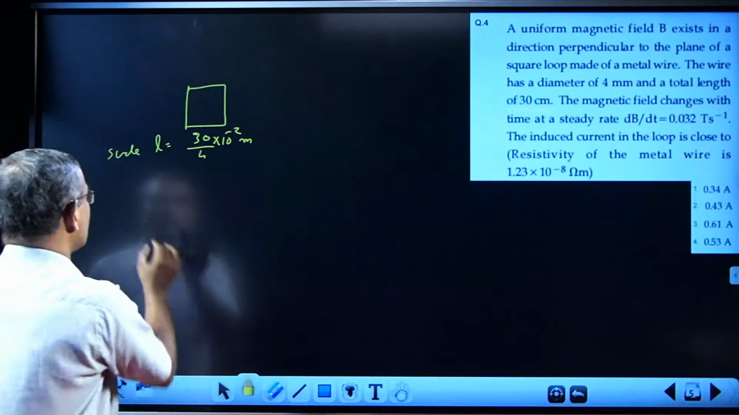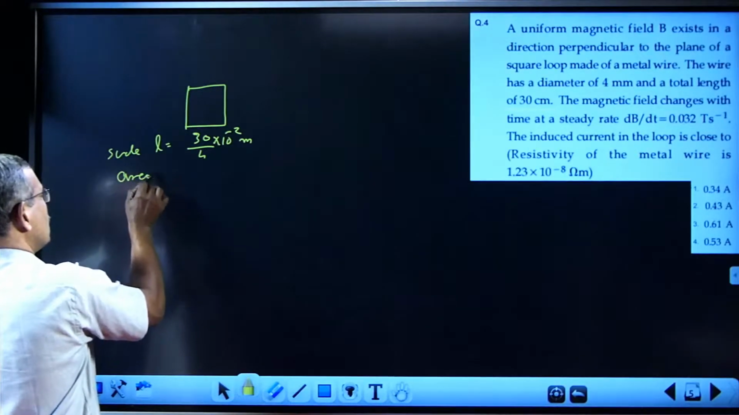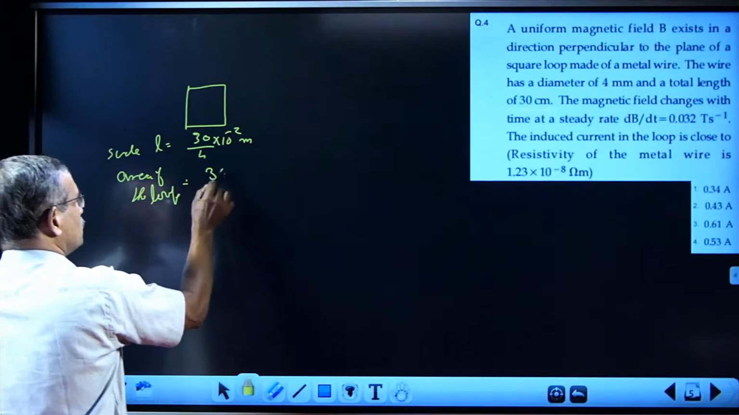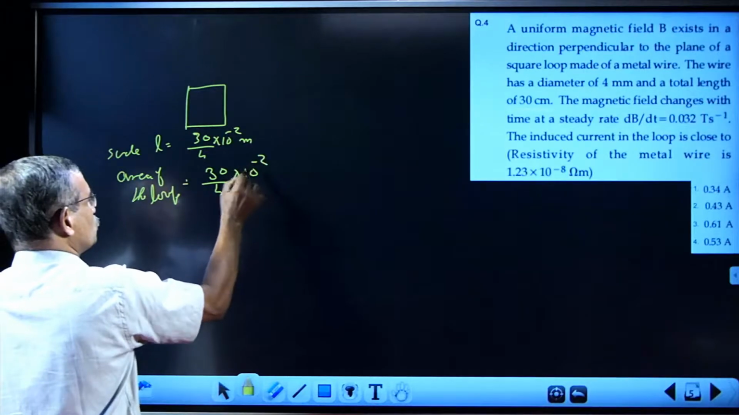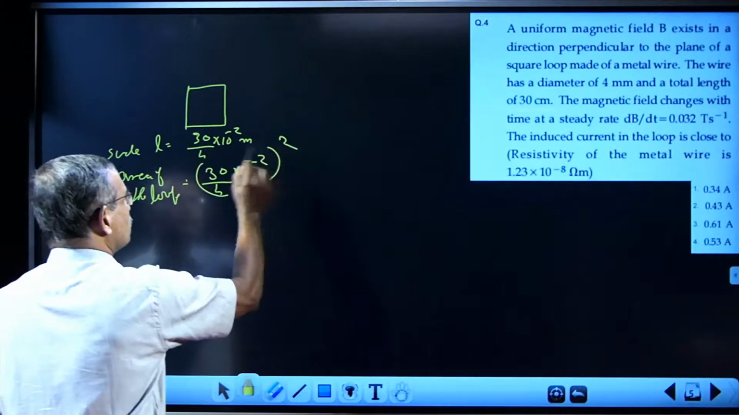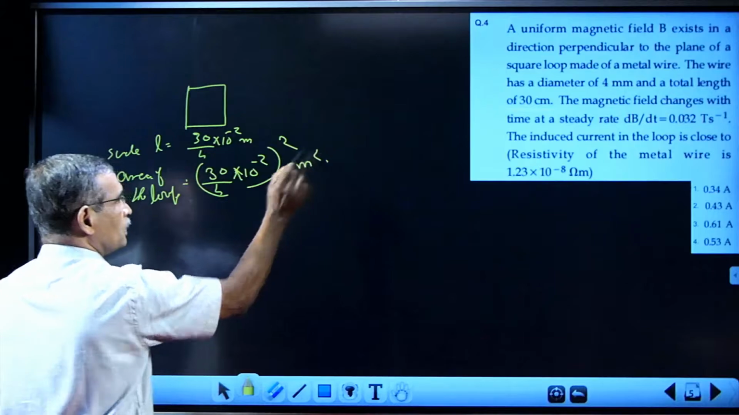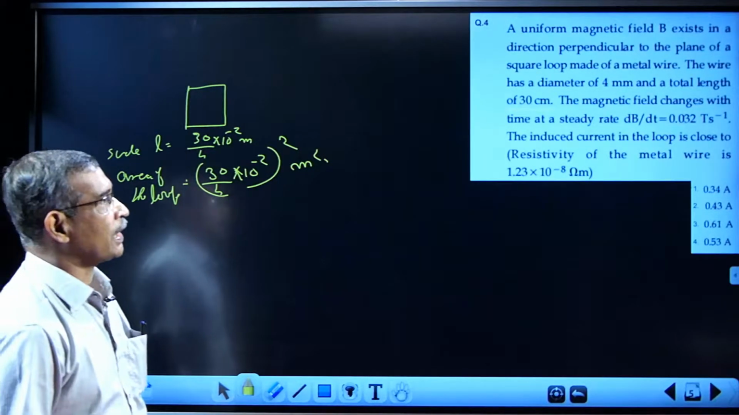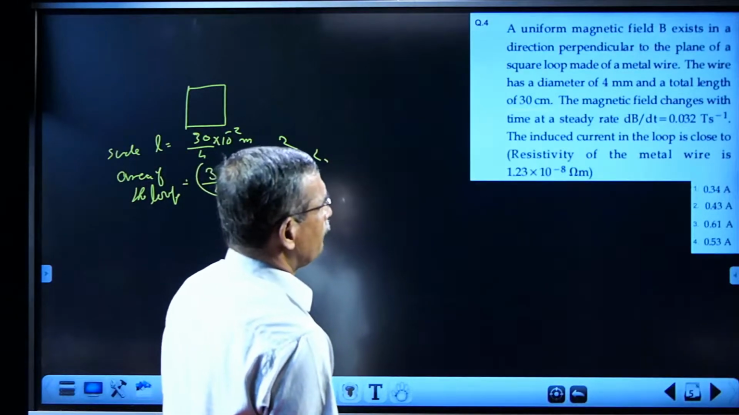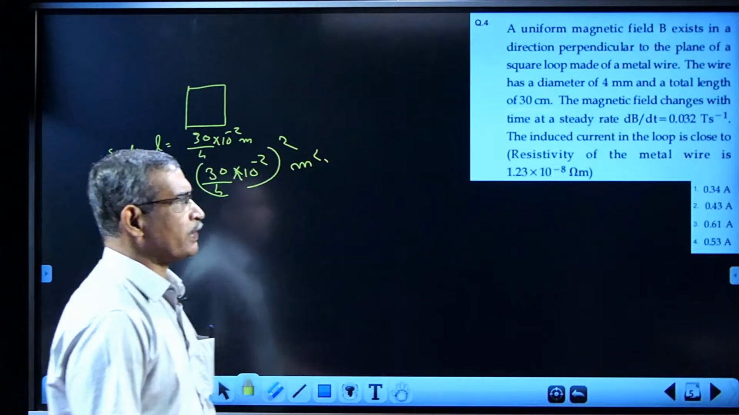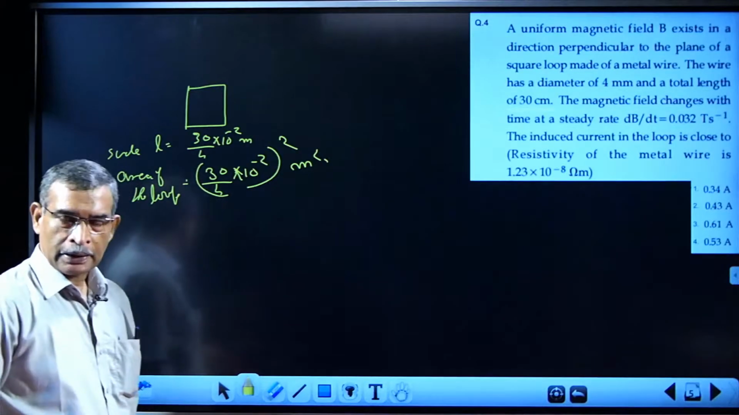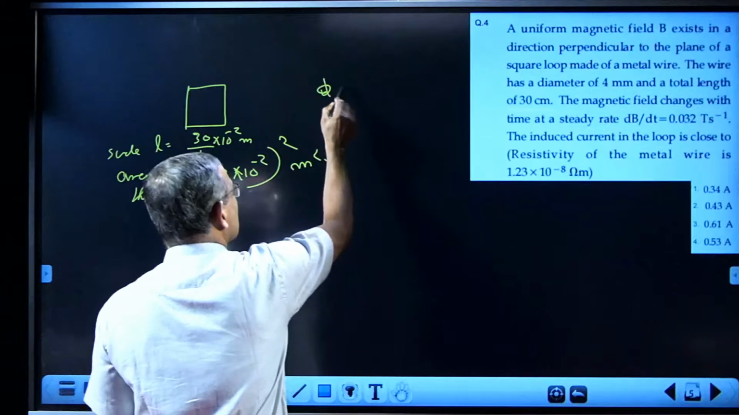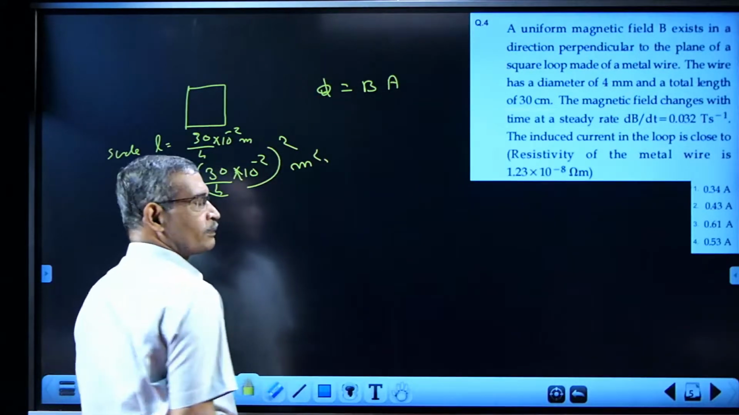Next, what is the area of the loop? Area of the loop is equal to (30/4 × 10^-2) whole squared, because it is a square loop, in meter squared. Now you have the area of the loop, and it is kept in a magnetic field. What is the flux through that? Flux is given by B into A. Only one turn is there.